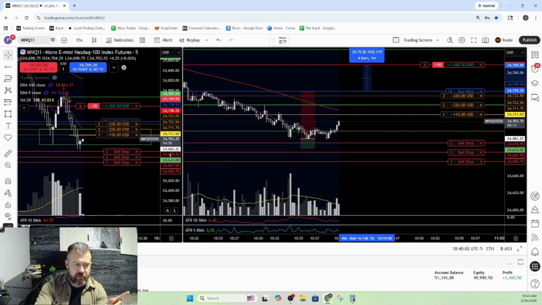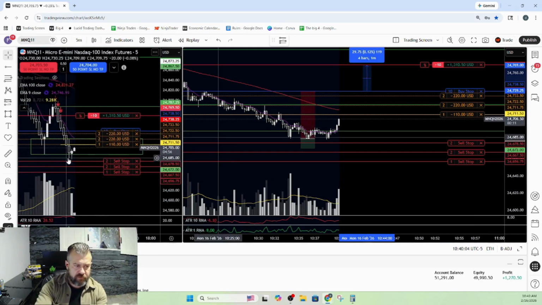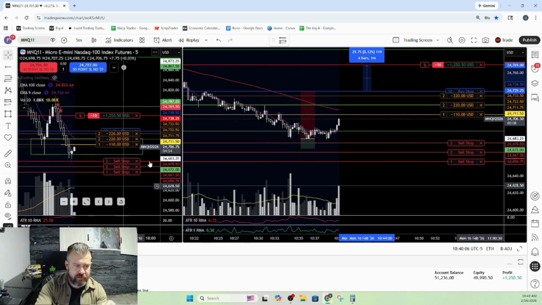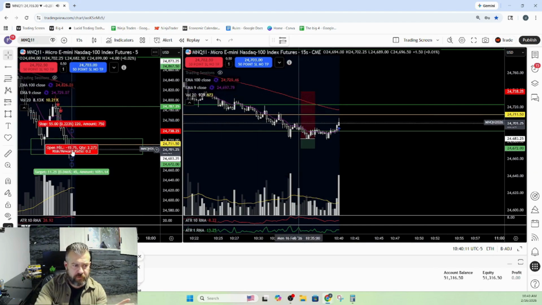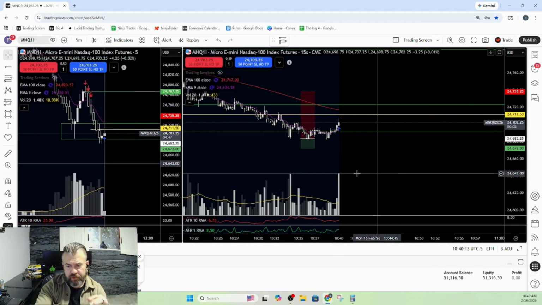Now here's the scary part, okay? We came down here, we poked lower, we did not get lower. We now have a double bottom. I'm going to actually close this trade right now. I already have a double bottom confirmed. So I close the trade and I walk away.